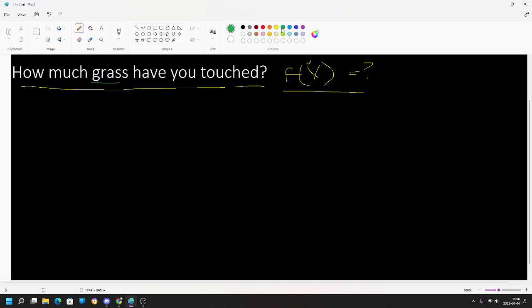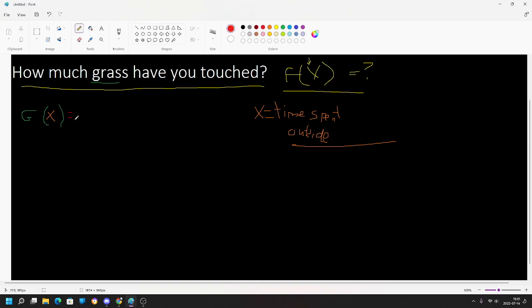So I will tell you what this formula should look like. And so we obviously want to have g of x. So g of x, which x will be our time outside. So x equals time spent outside. Time spent outside. That's g of x.